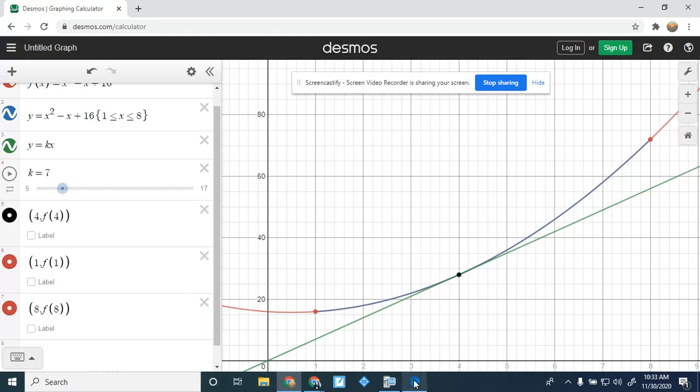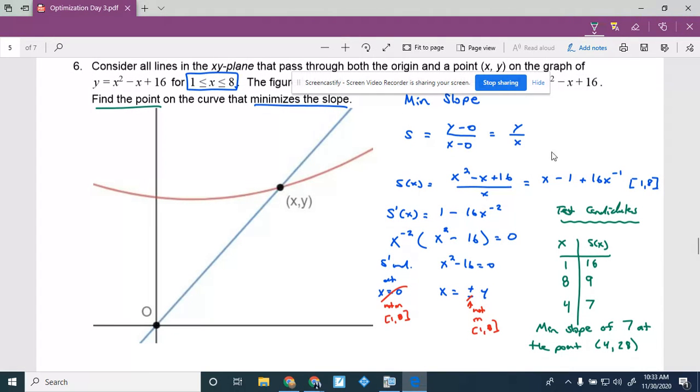The only thing I didn't do is spell out why the extreme value theorem applies. Maybe I should say that. Since the function is continuous on the closed interval, the extreme value theorem applies. And then the rest is as is. All right, good stuff. Optimization. Be good.